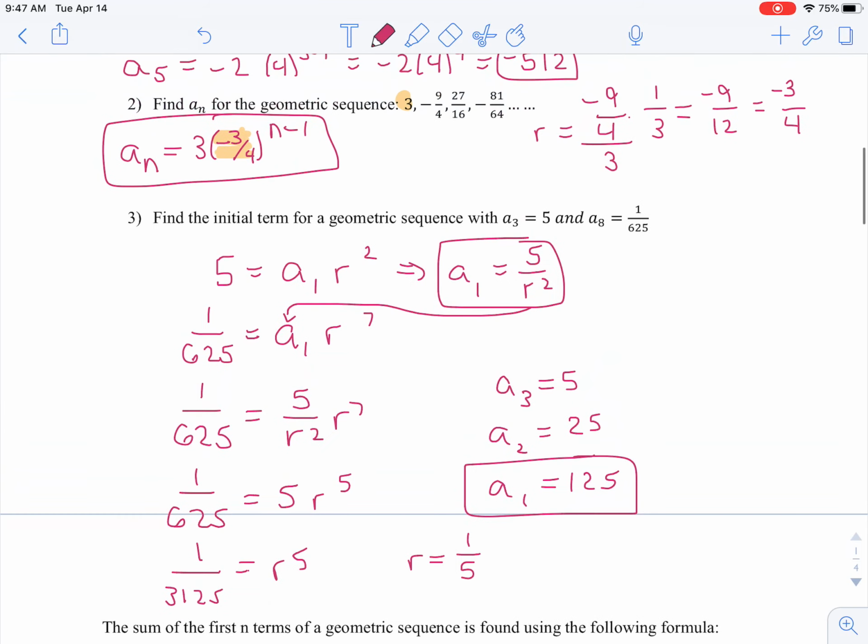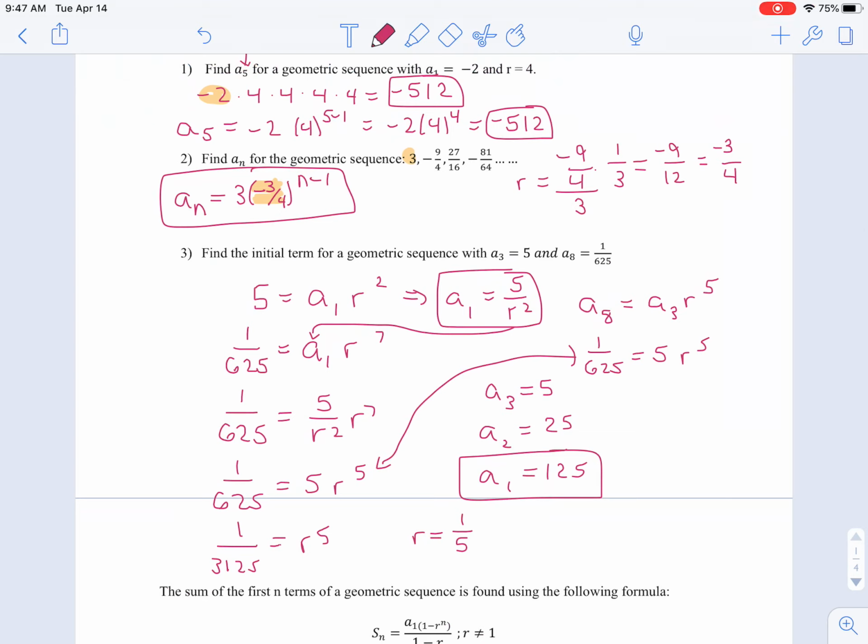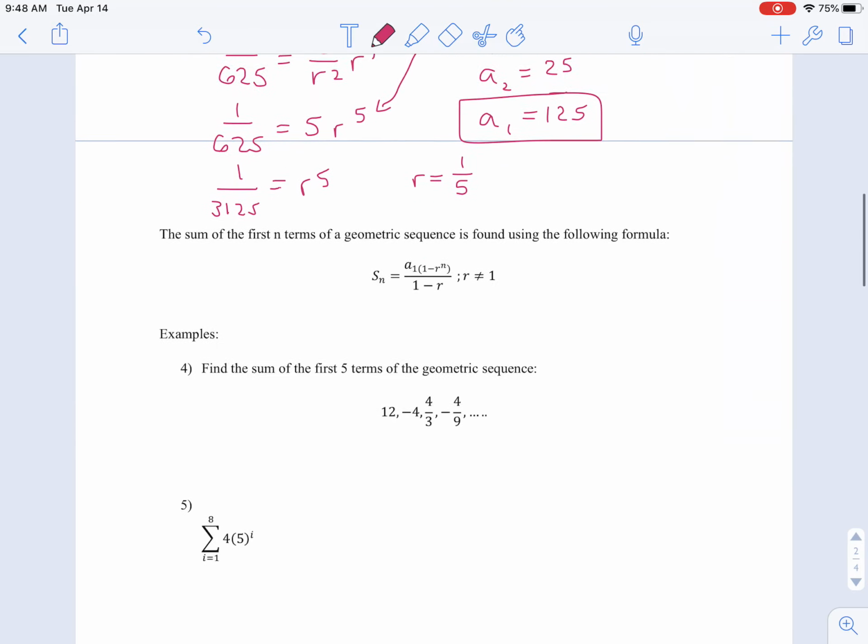Again, you might think about this way. Oh, let's call a sub n a sub 8. My a sub 1, my initial term, we could call a sub 3. And we'd have to do that 5 times to go from 3 to the 8th. All right, so 1 over 625 equals 5r to the 5th. And now you notice we actually end up with the exact same thing we had down there. So either way to get to that is perfectly fine. You can choose however you'd like to do that.